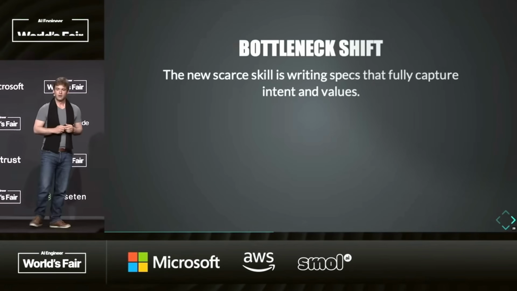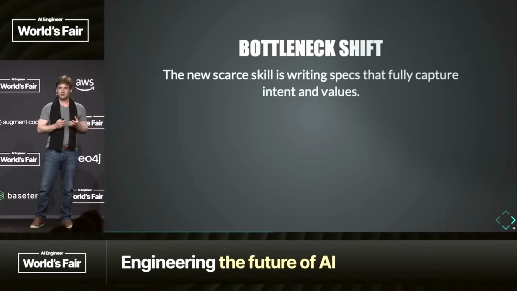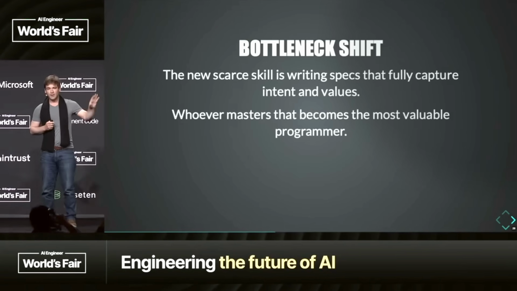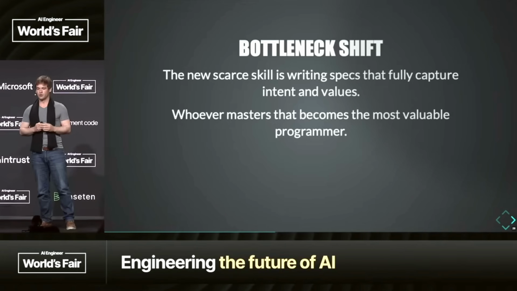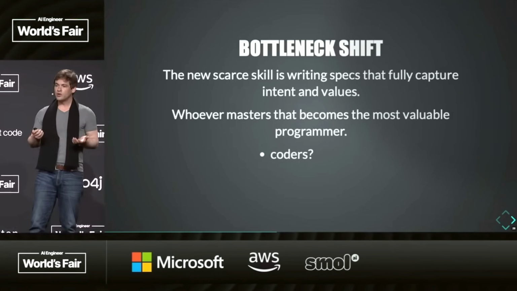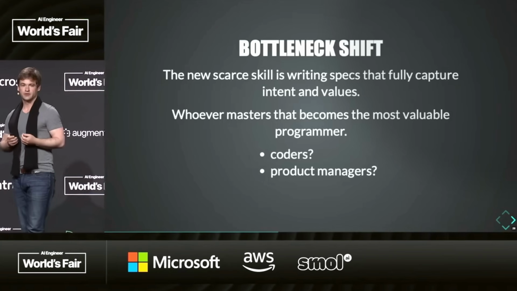Here's what Sean Grove from OpenAI said last week about the future of software development. And so moving forward, the new scarce skill is writing specifications that fully capture the intent and values. And whoever masters that becomes the most valuable programmer. And there's a reasonable chance that this is going to be the coders of today. This is already very similar to what we do. However, product managers also write specifications. So writing great specs is our superpower as developers. It's the value that we bring into the process of building with AI.